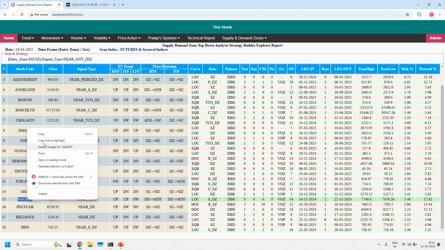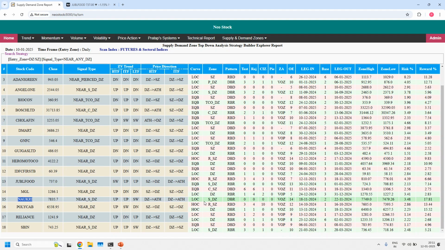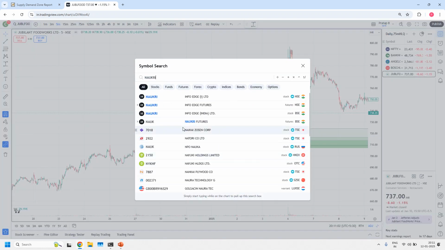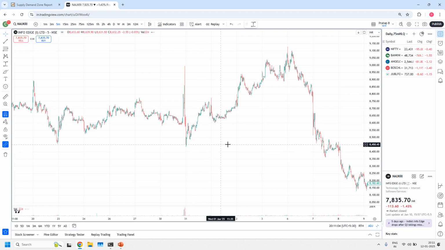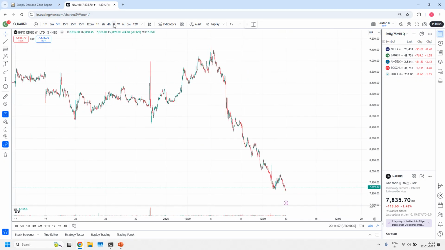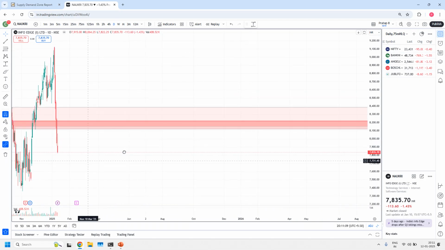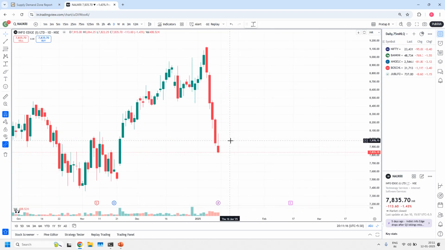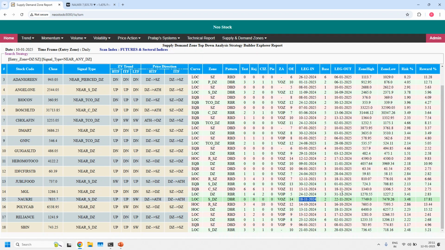Naukri. Naukri 18/11/2024, 2 base candles. This is a daily zone, daily demand zone. Let me clear all the old drawn zones. We have a drop, 2 base candles, rally. When is it? 18th November 24. Is it? Yes, 18th November 24.